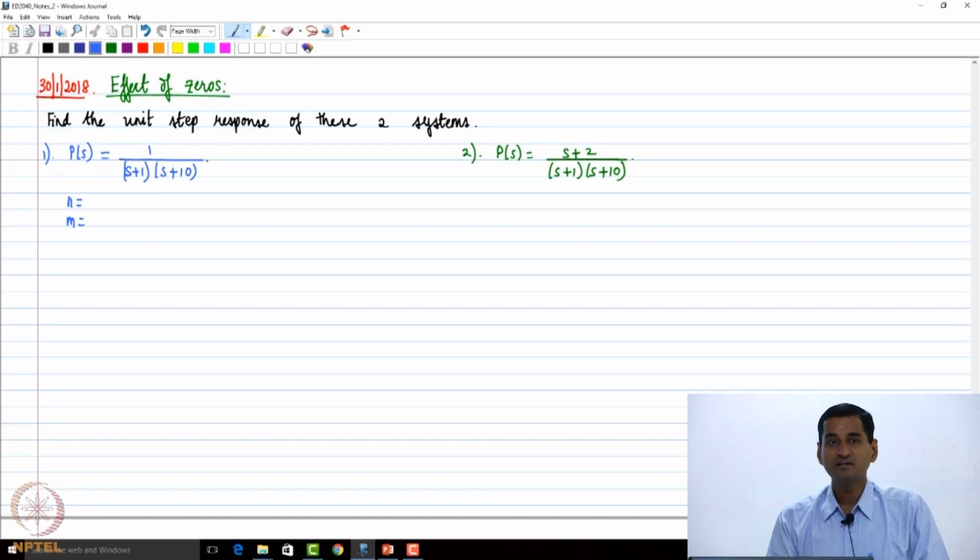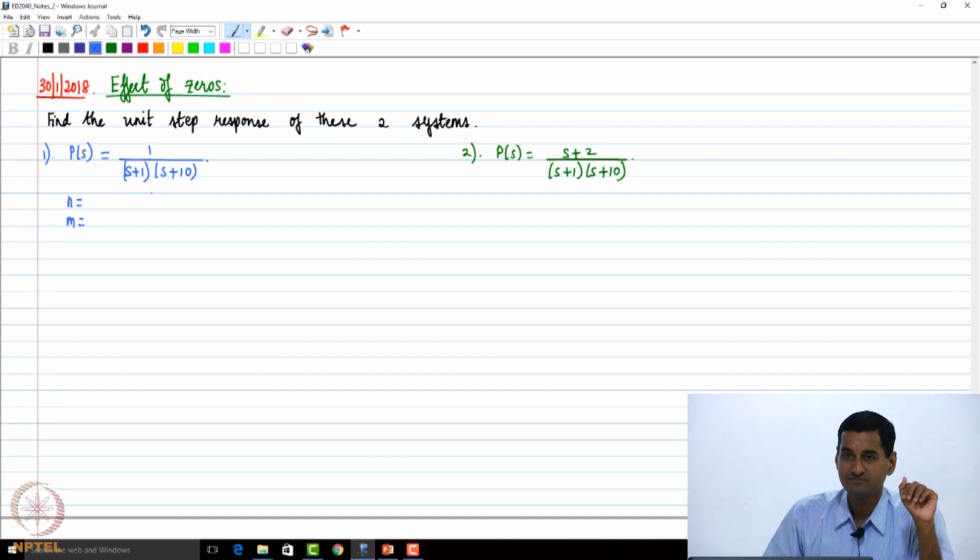If you recall the general governing ordinary differential equation of the class of systems that we are considering, you have a0 d^n y/dt^n on the left hand side. That small n is the order of the system, and it happens to be the order of the denominator polynomial of the transfer function. So the order of the denominator polynomial is always going to be the order of the system for the class of systems that we are studying. What is the order of the system? 2, so n is going to be 2 here. What is m? It is 0.